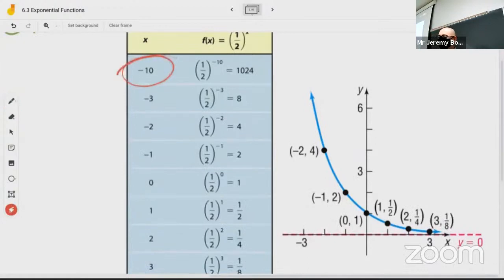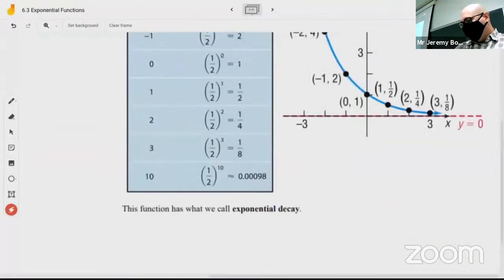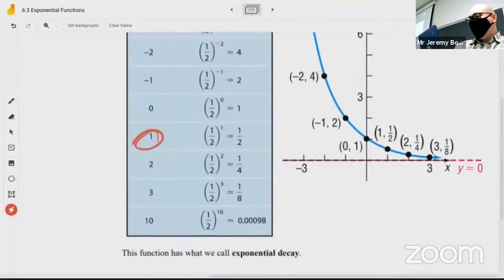Because if we look at these values, when we raise it to -10, we're going to have 1024. At -3, we're going to have 8. At -2, we're going to have 4, at -1, we're going to have 2. And then notice when we get to 0, we still have that 1. We still have that initial value. But what's interesting is when we go to 1, now it's going to be 1/2, 2 is 1/4, 3 is 1/8, and at 10, we have 0.00098.